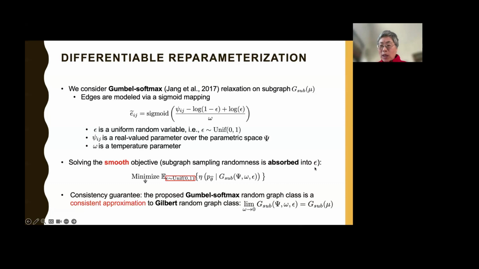You have several parameters involved. This epsilon introduces the randomness, so the randomness in the sampling is absorbed in epsilon. Here psi is basically a mean value, like the probability that these edges are connected. Omega is a temperature parameter: if omega goes to 0, this continuous approximation eventually goes to the discrete subgraph. So how smooth your function is relates to your temperature parameter omega.